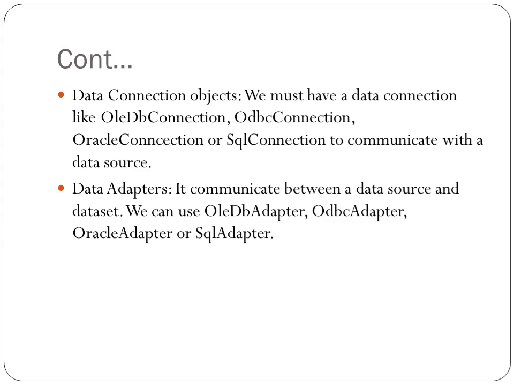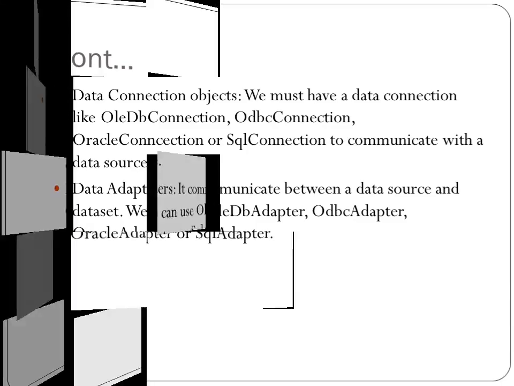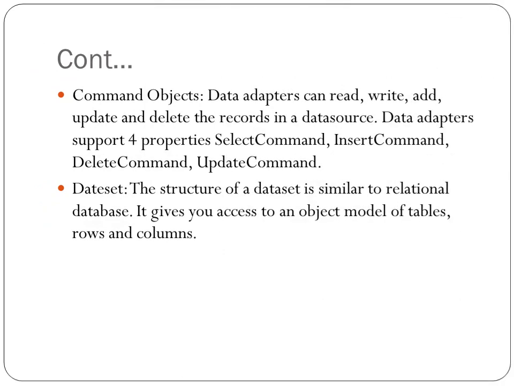And next one is data adapters. Once the connection is made, I am going to attach my data to the data connection, so I need an adapter. We can use OLEDB adapter, ODBC adapter, Oracle adapter or SQL adapter. Here the data adapter communicates between a data source and data set, or we can say between a database and front end. Already we have seen data adapters are used to manipulate the data, or we can say read, write and add, update, delete the records in the data source.